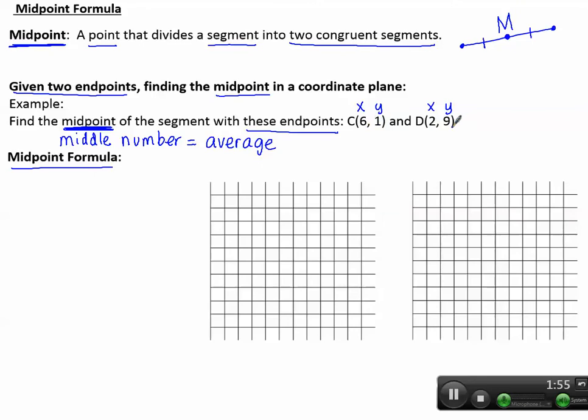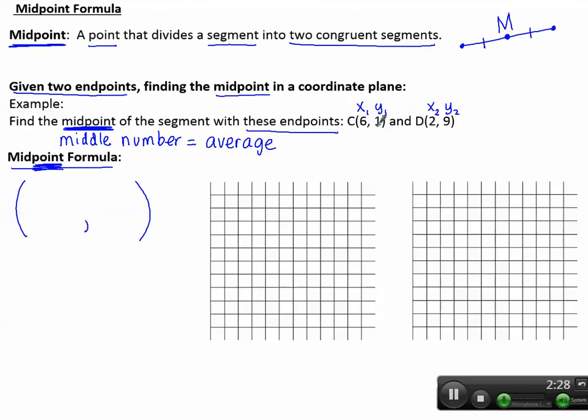Now, because these are two different points, we distinguish between our first point and our second point by putting the subscript 1 for the first point and 2 for the second point. Notice it's not an exponent, it's a subscript, a little bit lower than where the variable is. So for the midpoint formula, we think of averaging the x's. Keep in mind this is a point. A point is written as an ordered pair with parentheses and a comma to separate the x and the y.